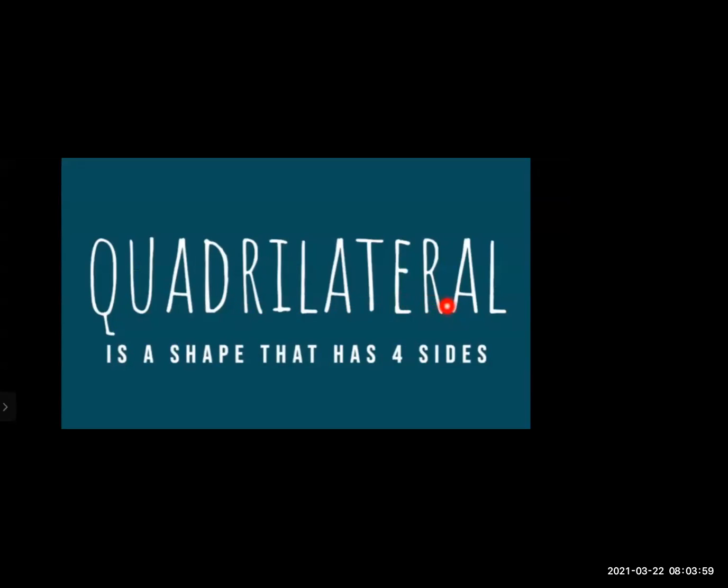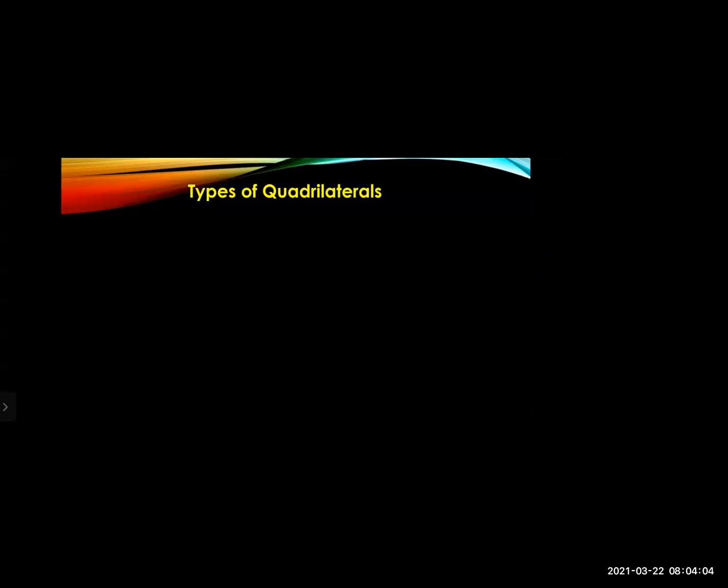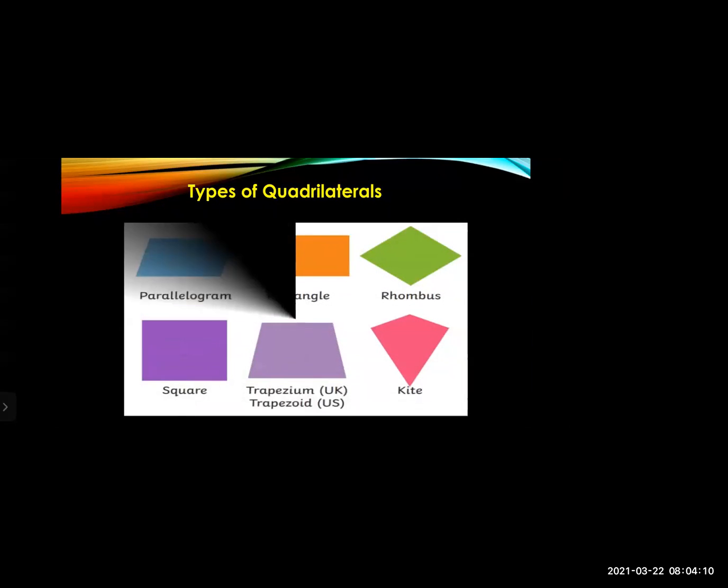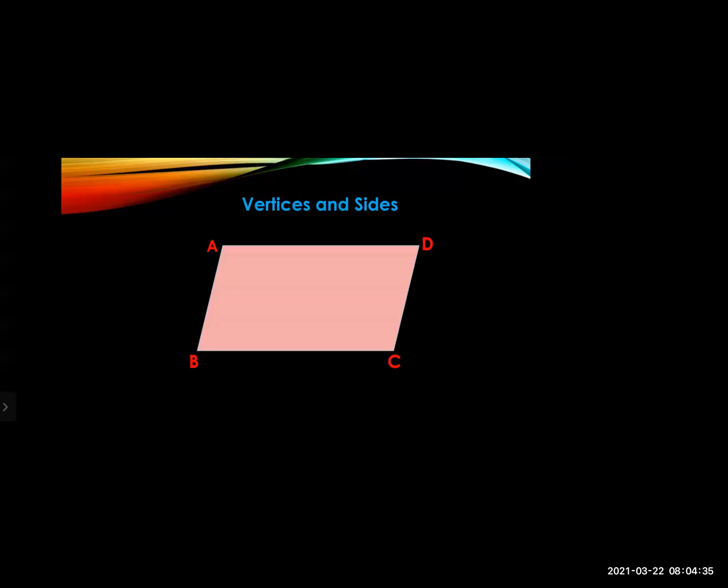Now quadrilateral means what? It is a shape that has four sides. Now let's revise types of quadrilaterals. There are various types of quadrilaterals. See, this is parallelogram, rectangle, rhombus, square, trapezium or trapezoid, and kite. So these are some types of quadrilaterals. You can see in your surroundings all the things you can relate to quadrilateral shapes.